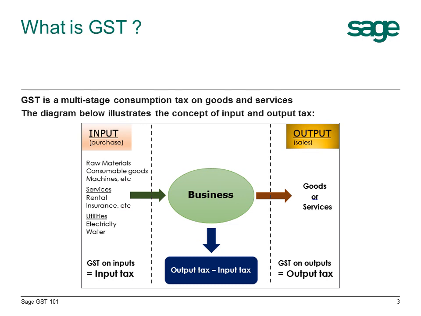GST is a multi-stage consumption tax on goods and services. A business registered under GST is required to charge GST on the sale of goods and services made to its customers. This is called the output tax. A business is allowed to claim any GST incurred on its purchase of goods and services which are inputs to the business. The GST paid on purchase of goods and services by a business is called the input tax.